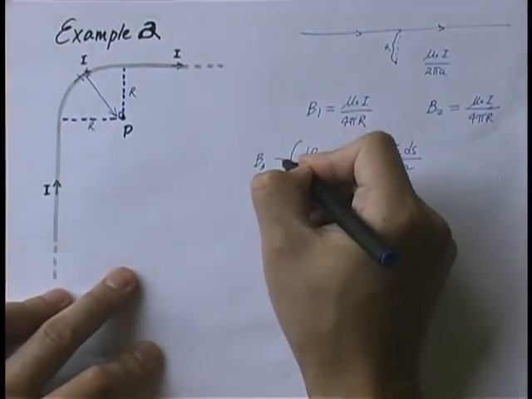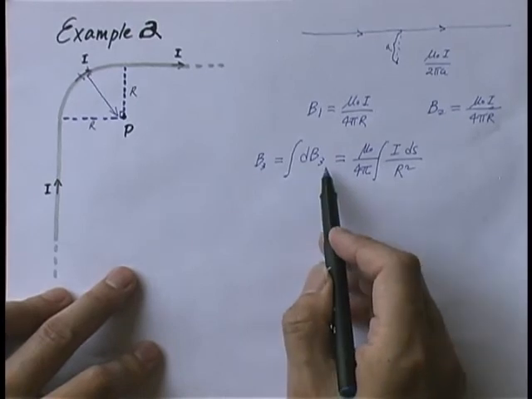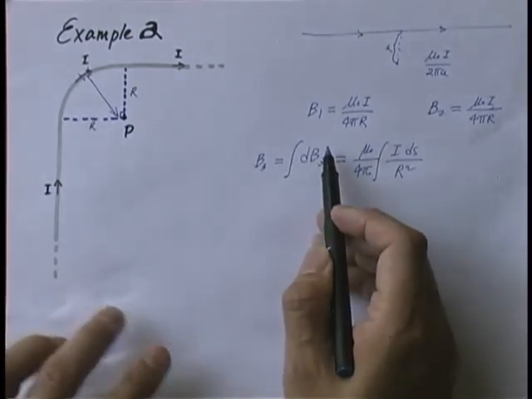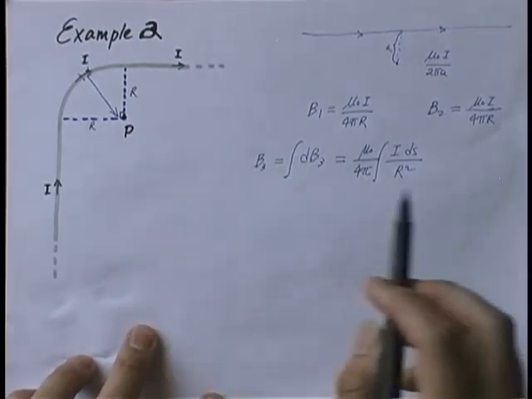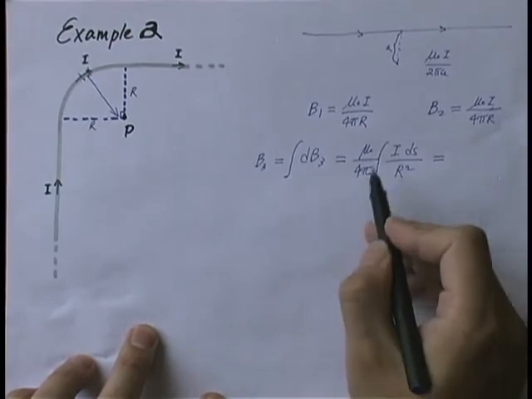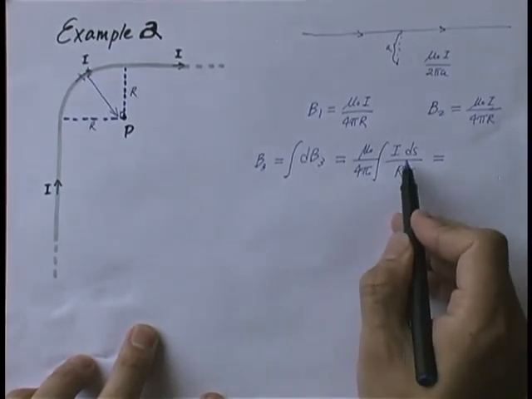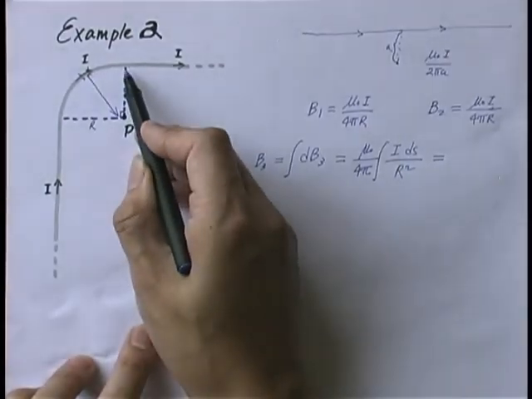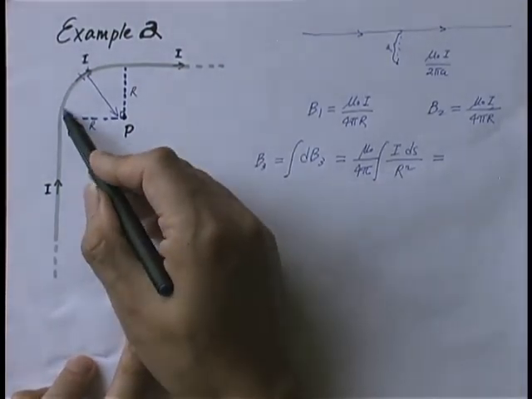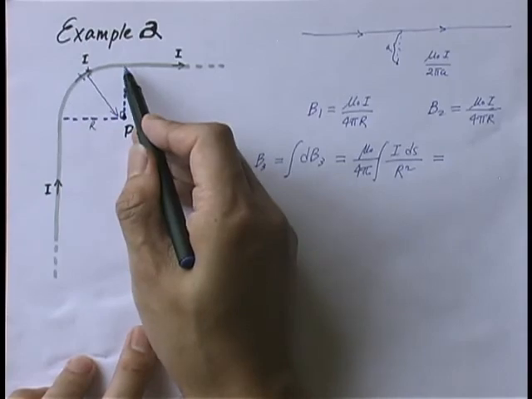B3. You notice, again, I only integrated over the magnitude. I did not even bother to write the vector sign because all the dBs point in the same direction. I just add their magnitudes up. Let's look at how we add them up. Okay, mu naught over 4 pi is a constant. What about I? Well, I, of course, is also constant. It never changes from here to there. Even r squared is a constant. That is the beauty of this geometry. It's just part of a circle, so r is a constant.